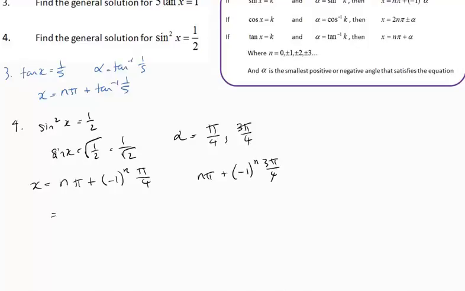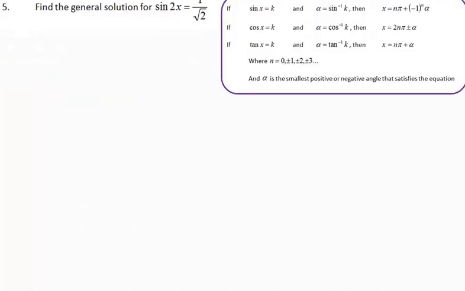Again, we take our fractions out the front. So a quarter out the front. Here we'll have 4n pi plus minus 1 to the power of n pi. And our other one here, a quarter out the front, 4n pi plus minus 1 to the power of n, 3 pi.